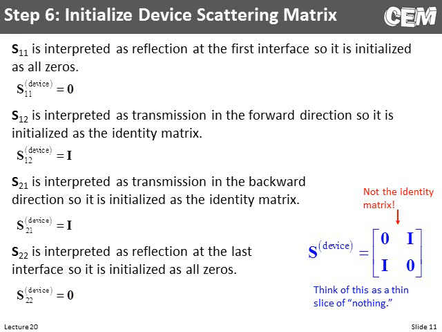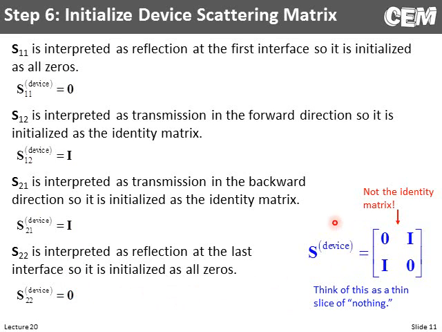Step 6, we initialize our global scattering matrix. So we're initializing a nothing matrix. It's this infinitely thin slice of absolutely nothing. So what does nothing do? Well, in terms of reflection, it doesn't reflect at all, so this term is all zeros. In terms of transmission, it has to be 100% transmission, but also not affect the phase, so this just becomes the identity matrix. Transmission in the forward direction is the same thing, and reflection in the backward direction also we do not reflect.